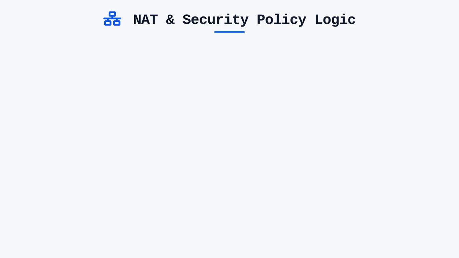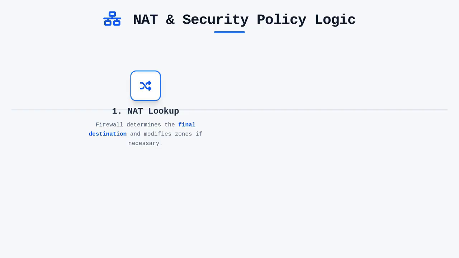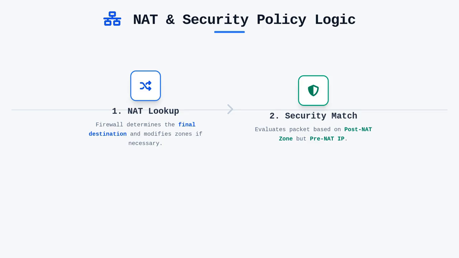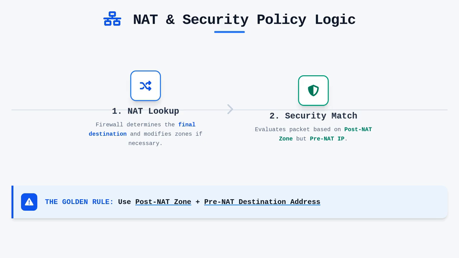The interaction between NAT policy logic and security policy lookup is often the most misunderstood portion of the firewall packet flow, leading to common errors in traffic engineering. Because the Palo Alto firewall uses a single-pass architecture, it evaluates the NAT policy to determine what the packet will look like, and then performs the security rule match. Wait, let me clarify that. The security policy itself must be written using the post-NAT destination zone with the pre-NAT destination address.